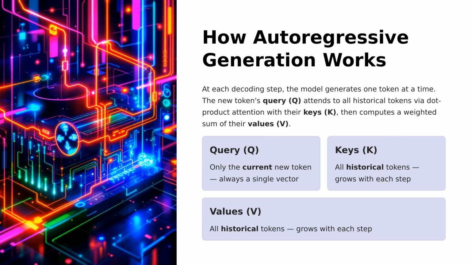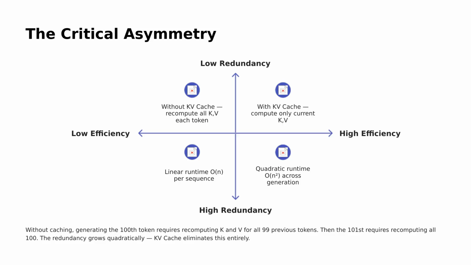Welcome to this slide on autoregressive generation. At each step of decoding, the model generates one token at a time. The query for this new token attends to all past tokens using dot product attention with their keys. It then calculates a weighted sum of their values. Here, the query is the current token, while the keys and values consist of all previous tokens, expanding as more tokens are generated.